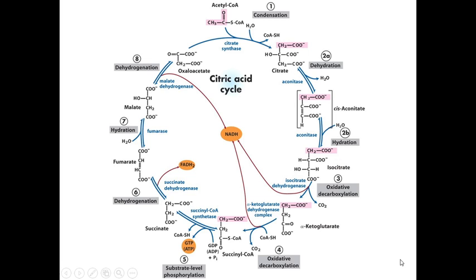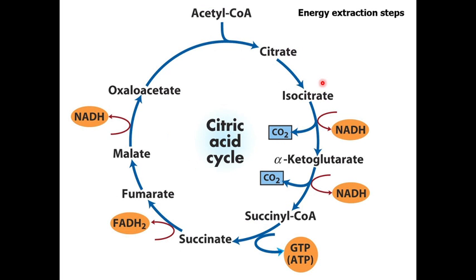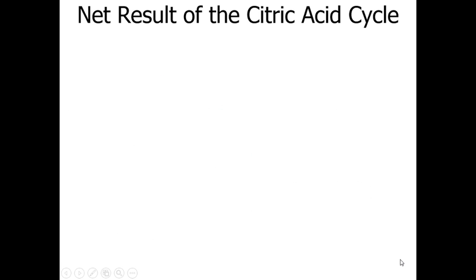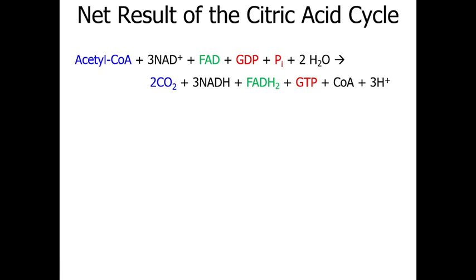And the result of the cycle is the energy extraction steps. And as you can see, there are 1, 2, and 3 NADH produced along with 1 FADH2 and 1 GTP in this process. So the net result of the citric acid cycle, as I said, is 1 acetyl-CoA molecule along with 3 NAD+, 1 FAD, and 1 GDP produces 2 carbon dioxide, 3 NADH, 1 FADH2, 1 GTP, 1 CoA, and 3 hydrogen ions.